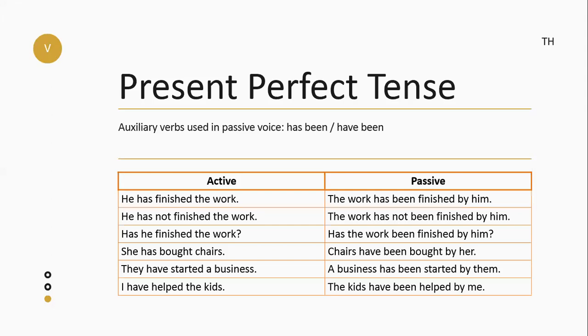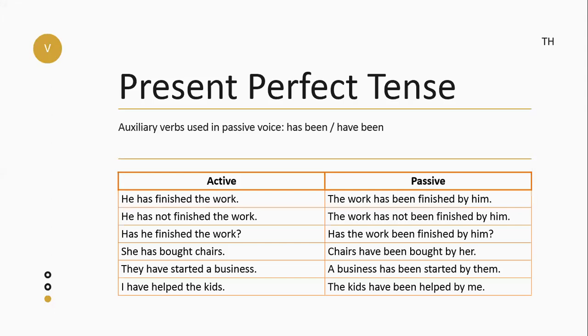If the passive sentences are being made in continuous sentences, we use BEING. If it is the perfect tenses, we use BEEN, right? So that is what you need to remember.